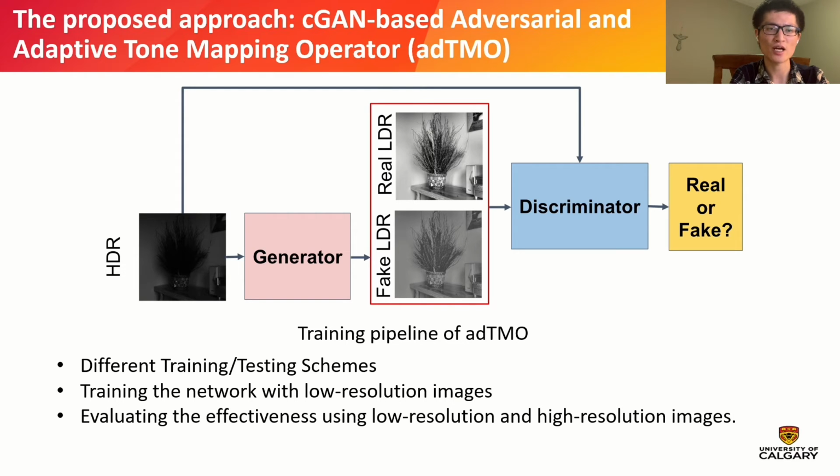This is the training pipeline of our CGAN-based adTOM. Given an HDR image, generator is to generate its time-mapped LDR image. The input of discriminator is an HDR image and an LDR image, and the discriminator is to distinguish whether the LDR image matches this HDR image. In our work, we deploy different training and testing schemes to explore the possibility of training adTOM with low-resolution images and evaluate its effectiveness with low-resolution and high-resolution images.